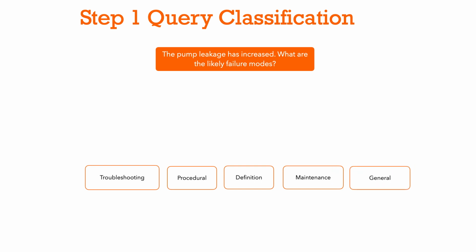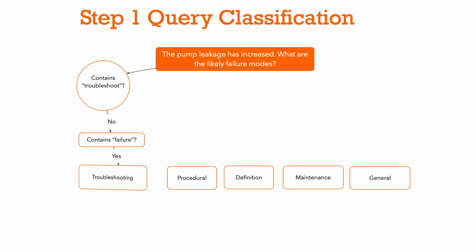We will show partially how it works for the troubleshooting flag. First, it looks for signals, keywords which we have pre-configured. Troubleshoot is one of the signals which is not found, but we did find failure, which is a strong troubleshooting indicator. Hence, we flag the query as troubleshooting.